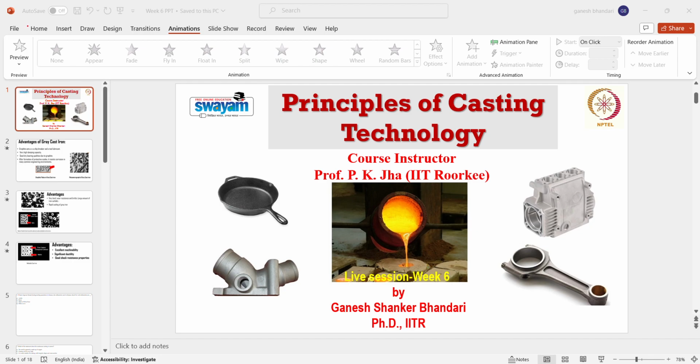So this point is correct. The second one is that the structure of malleable cast iron consists of aggregates of temper carbon in a matrix of ferrite. Yes, we have already talked about it: we get iron plus carbon during that annealing process. So the structure of malleable cast iron consists of aggregates of temper carbon in a matrix of ferrite. Yes. So the answer is that both the first and second are correct. Understood?